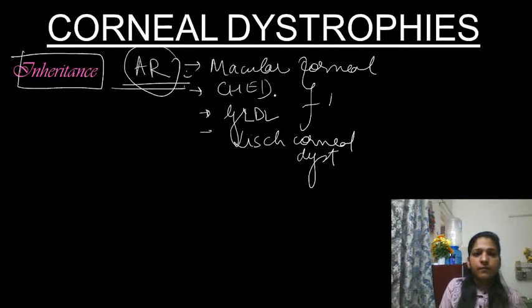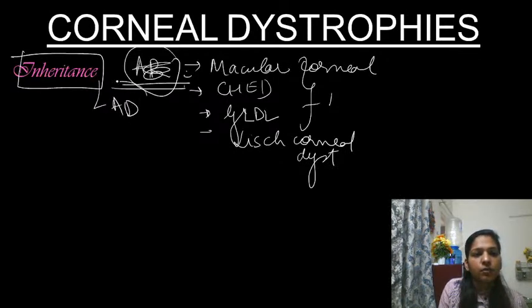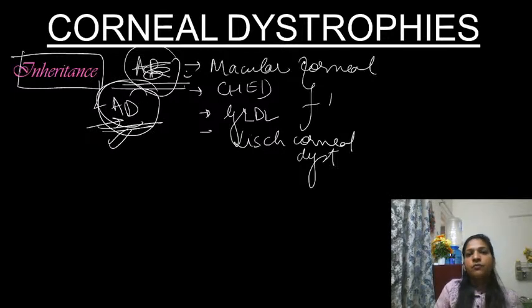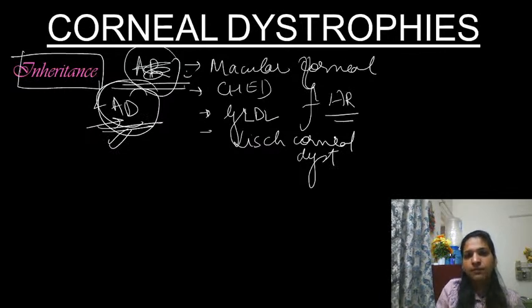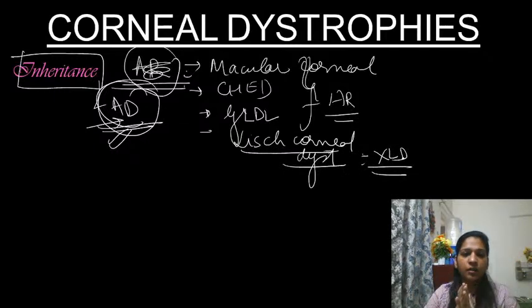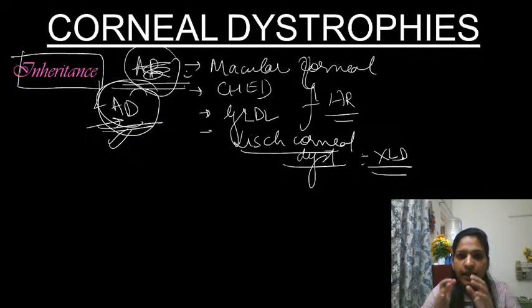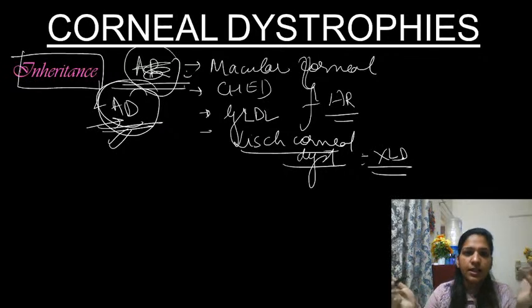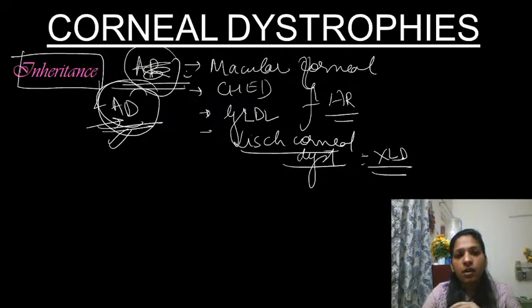Okay, I want to correct here. All the corneal dystrophies are autosomal dominant except for the first 3, which are autosomal recessive, and Lisch corneal dystrophy is X-linked dominant. So from now on there should be no confusion in the inheritance of the corneal dystrophies. Macular, CHED, and GDLD are autosomal recessive, but Lisch corneal dystrophy is X-linked dominant.